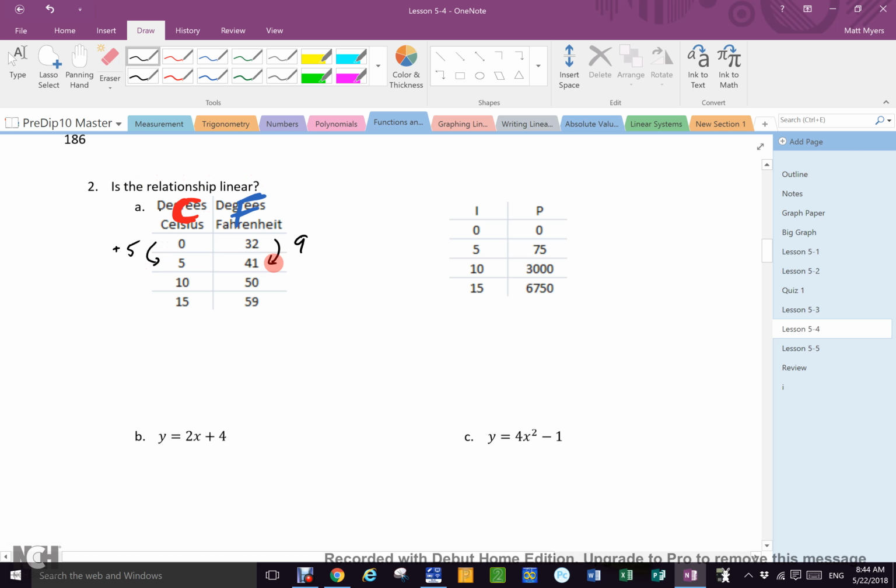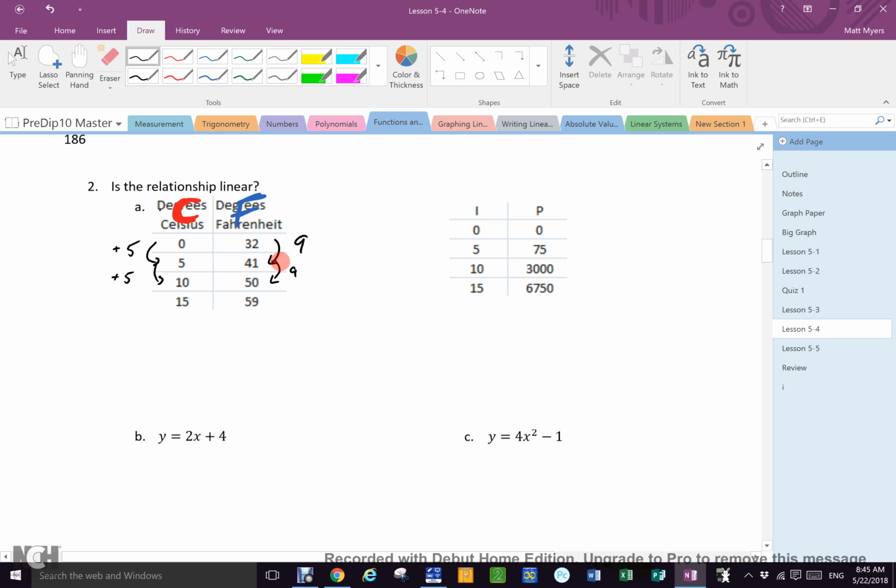Is it linear? Well, let's check. What did that one go up by? What did that one go up by? So, are the changes the same? Out 5, up 9, out 5, up 9. So is it linear? Yes, excellent. Step 1 taken care of. We know it. Step 2, let's make the equation.